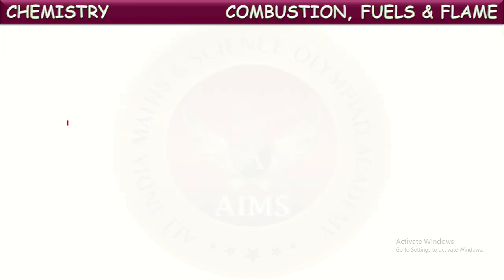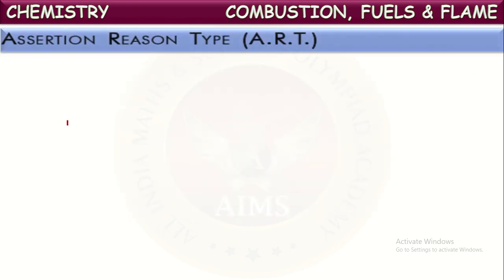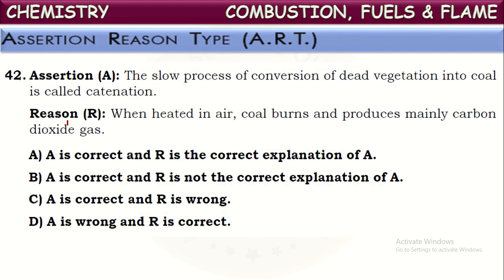Okay. Next one. Now let us see assertion reason type questions. See the question. Assertion: The slow process of conversion of dead vegetation into coal is called catenation. Is it correct? The slow process of conversion of dead vegetation into coal is called carbonization, not catenation. It is wrong.